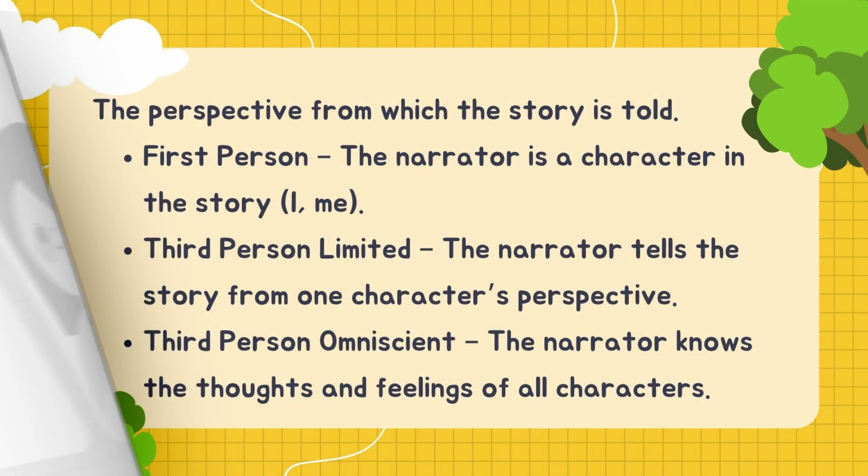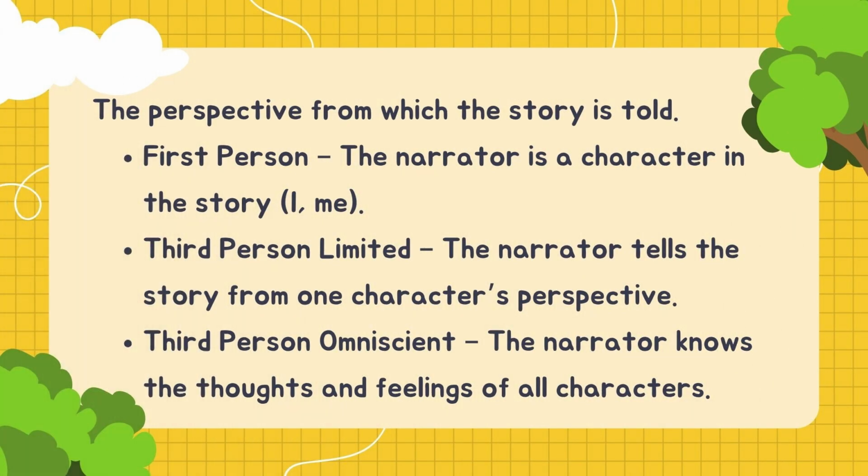6. Point of view. The perspective from which the story is told. First person. The narrator is a character in the story, such as I and me. Third person limited. The narrator tells the story from one character's perspective. Third person omniscient. The narrator knows the thoughts and feelings of all characters.